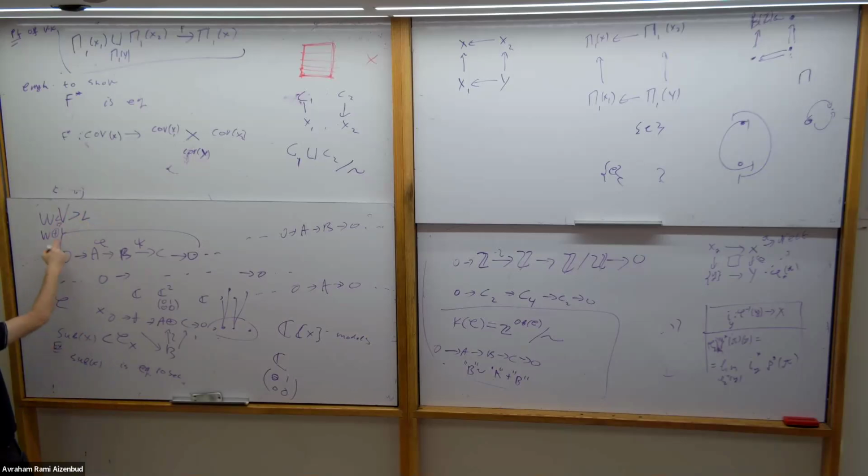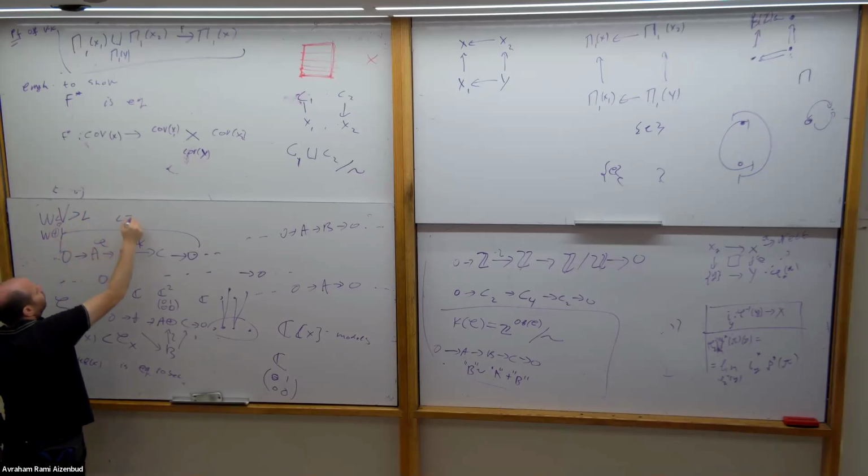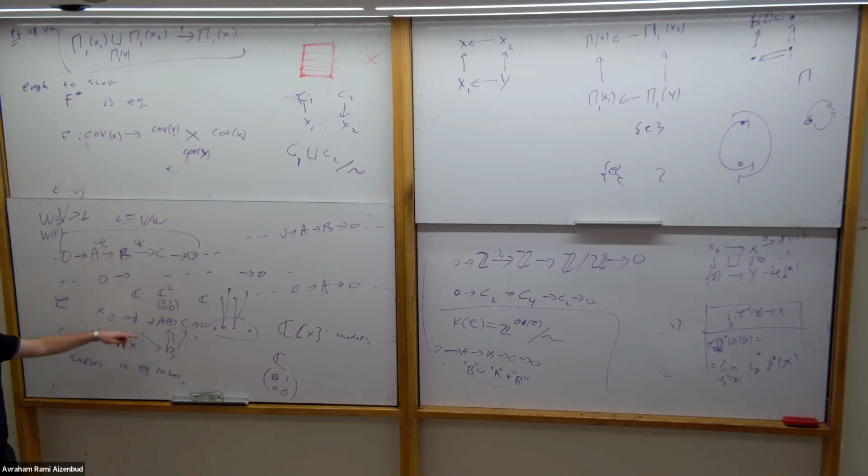And moreover, L will be isomorphic to the quotient. So this gives you an isomorphism between your original sequence and the decomposition.